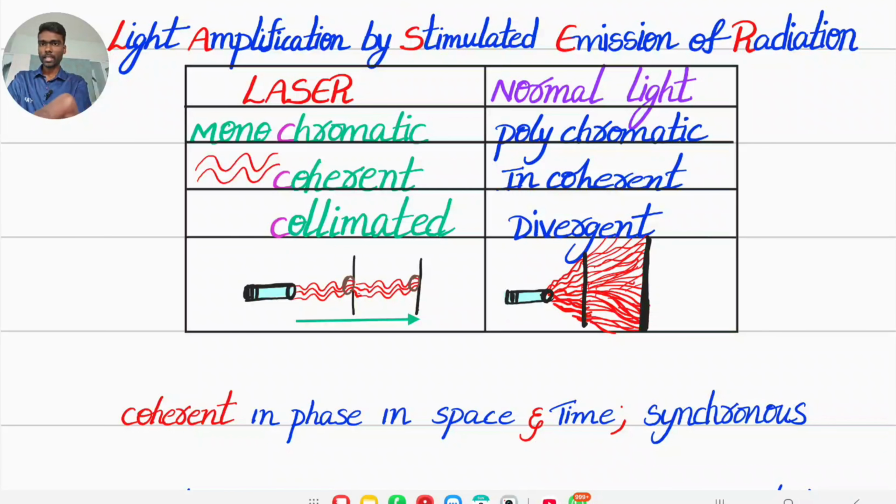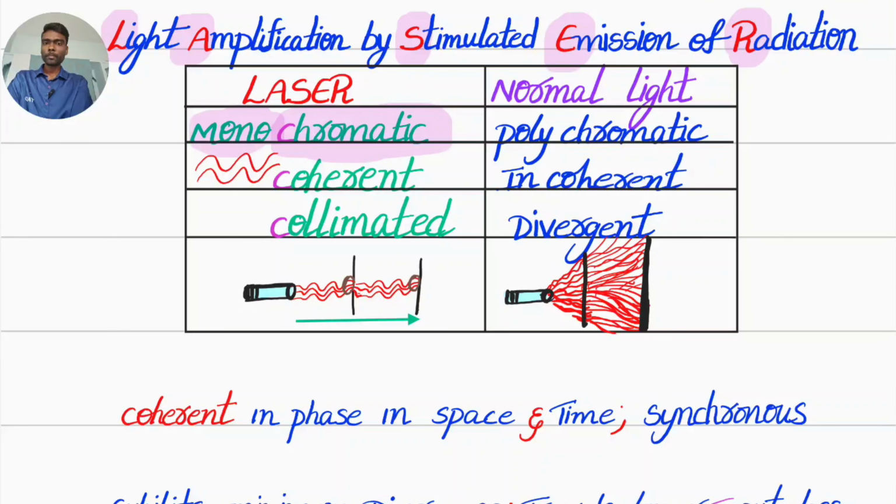Laser: light amplification by stimulated emission of radiation. What is the difference between a laser light and a normal light? Laser light is monochromatic: mono means single, chroma means color. If it has a single color, it will obviously have a single wavelength; if not, it will have the narrowest band of wavelength. Whereas normal light is multichromatic, meaning multicolored, so it will have a broad band of wavelengths and multiple wavelengths.